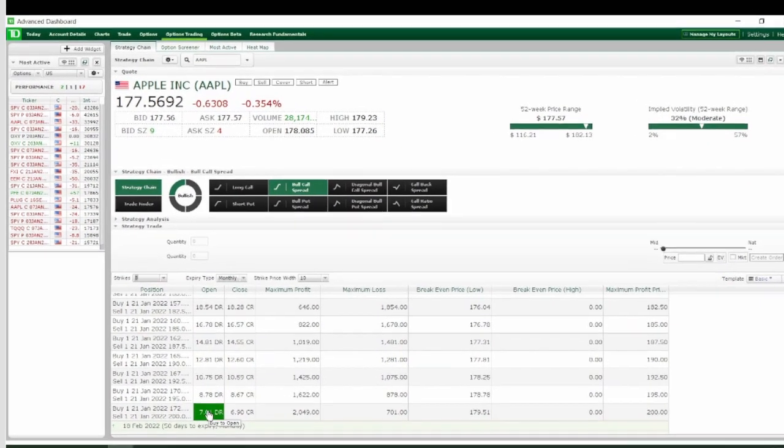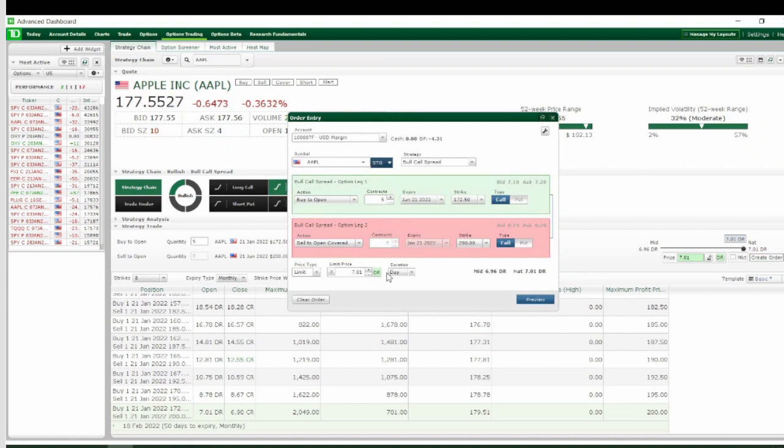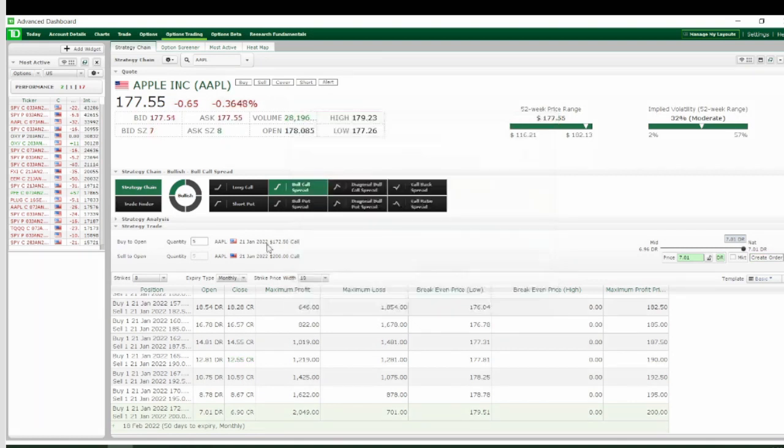Let's say we want to do this. We want to do the 172 and 200. So I'm going to click on this, and you'll see that it's buying an in the money 172.50, slightly in the money, and selling the 200 call. Okay, 5 contracts, and I can just hit create order and send this through. All right, so that's what strategy chain is. It just gives you some ideas based on these different types of strategies.